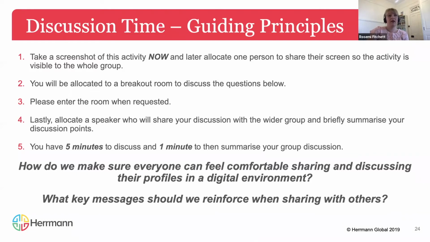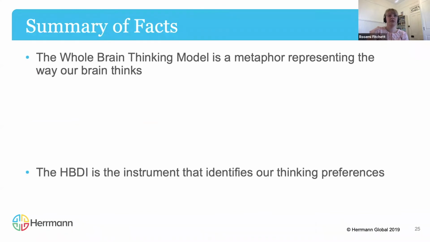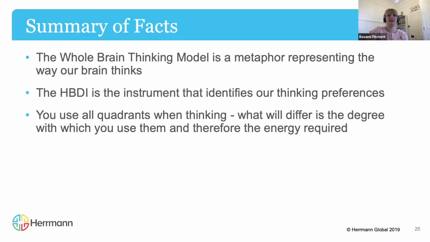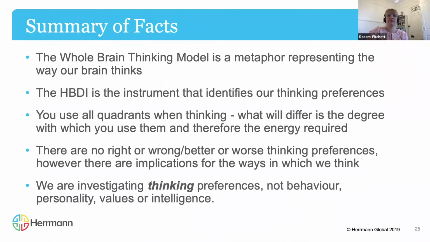Okay, so then I would summarize with some facts, which you can read here and will be available in the slides. So that was sort of one learning chunk, and that was learning about the evolution of the HBDI, making sure I've taught them the models and metaphor. The HBDI is the instrument. It's about preference, not right or wrong. And what we're looking at is thinking, not behavior, values, personality, intelligence.